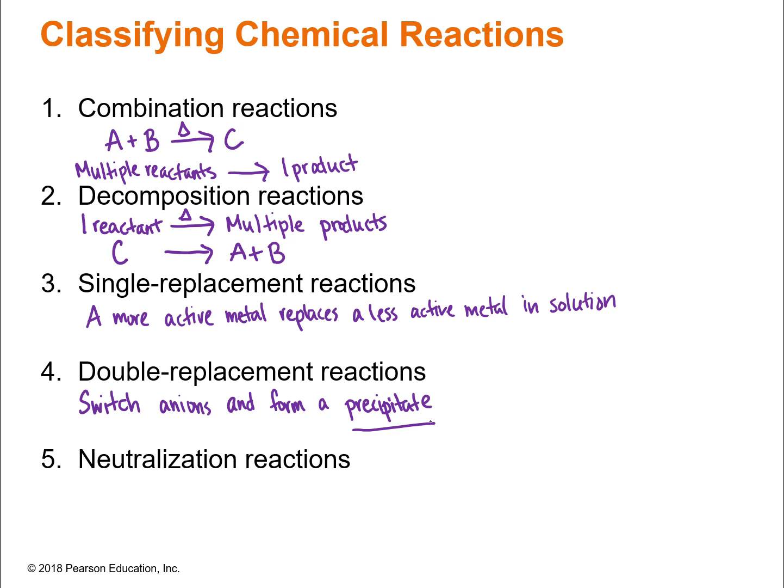And the final type we're going to cover is neutralization reactions. With these, you're adding an acid and a base together, and you're creating a ternary ionic compound or a binary ionic compound. You'll also see this referred to as a salt. And you're going to make some water.